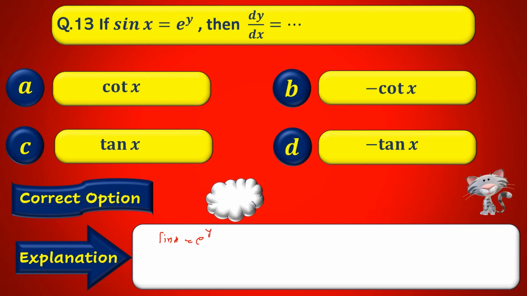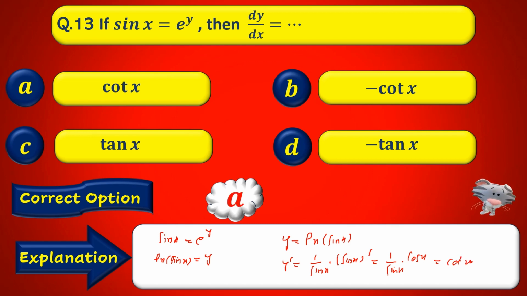By definition, we can write y is equal to log of sine of x. Now we take the derivative of log of sine of x. So its derivative is 1 over sine of x into the derivative of sine of x. 1 over sine of x, and the derivative of sine of x is cos of x. Cos over sine is equal to cotangent x. So the correct option is option A.